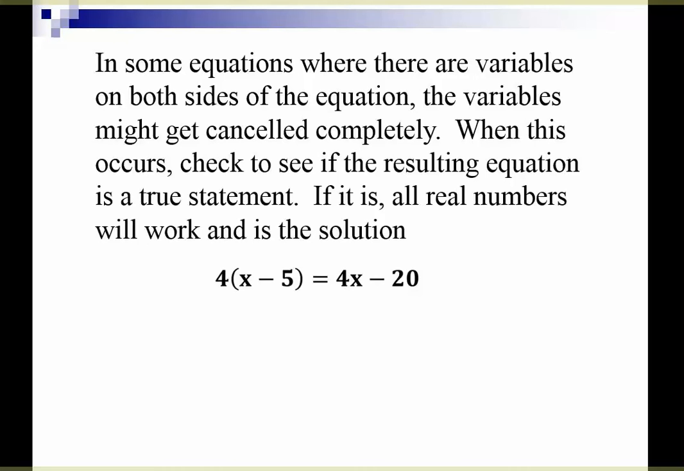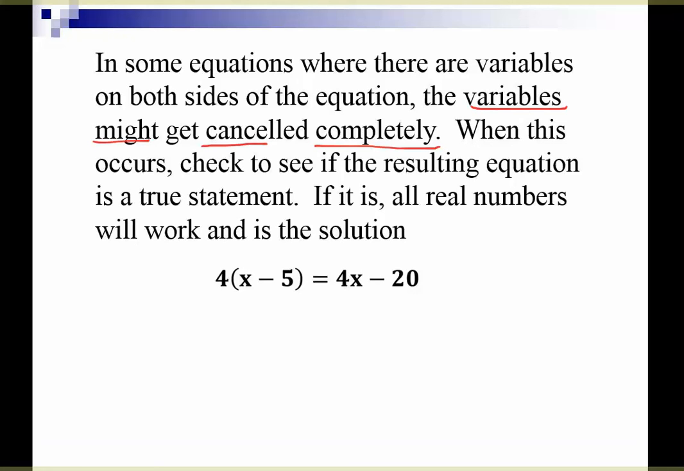Okay, not every problem is going to turn out to be like those examples we just worked through. So let's take a look at some special cases. Here it says, in some equations where there are variables on both sides, the variables might get canceled completely. Okay, so every once in a while, variables might cancel completely. That means you're going to lose your x's, and you're just going to be left with numbers. When this occurs, check to see if the resulting equation is a true statement. Okay, if it is, all real numbers will work and is the solution.